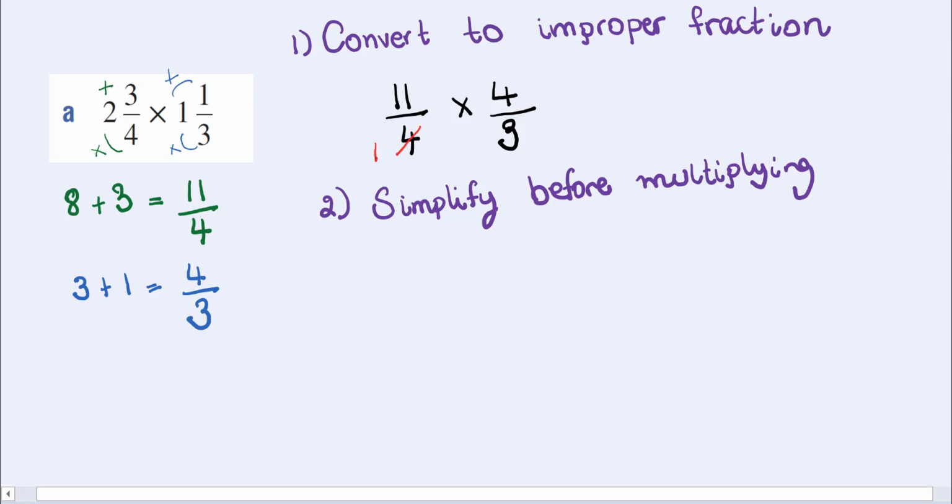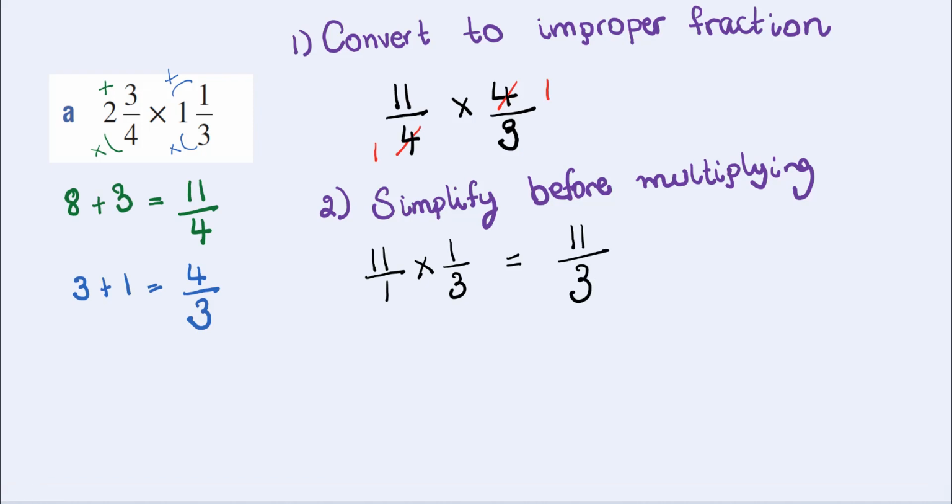Now in order to do that, I'm going to divide both of the 4's by 4 to give me 1. So you have 11 over 1 times 1 over 3. And then I can carry out the multiplication. So 11 times 1 is 11. 3 times 1 is 3.